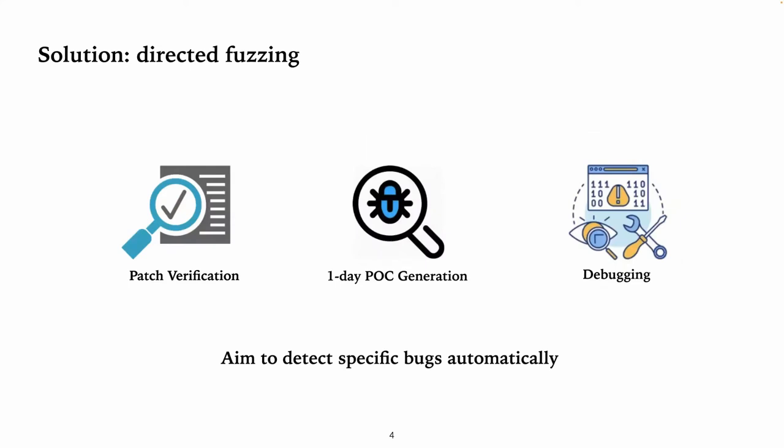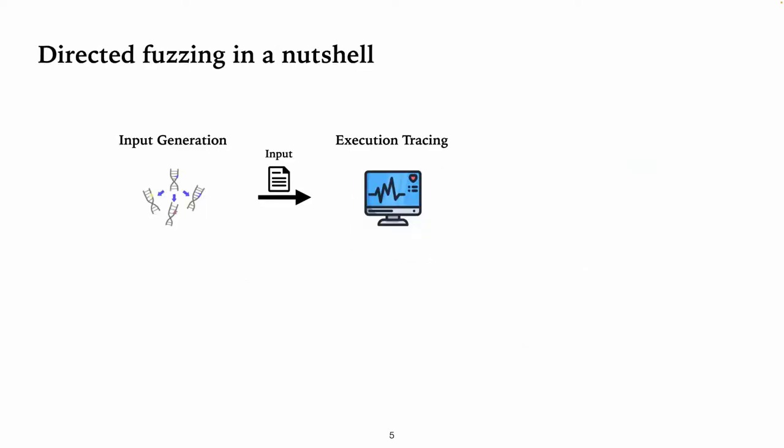To detect and fix these bugs more efficiently, directed fuzzing was proposed and aims to detect specific bugs automatically. It has various applicable scenarios such as patch verification, one-day POC generation, and debugging. Similar to conventional fuzzing, the success of directed fuzzing comes from the simple workflow, which makes it convenient to deploy in various scenarios. Basically, it leverages a lightweight input generation method to efficiently produce lots of test cases to examine target programs. It will report the bugs triggered to the developers directly.